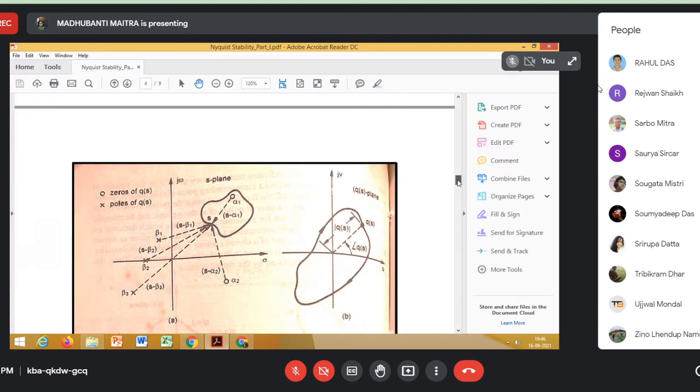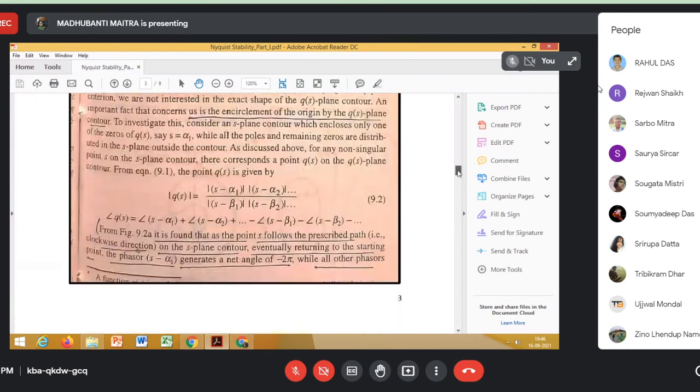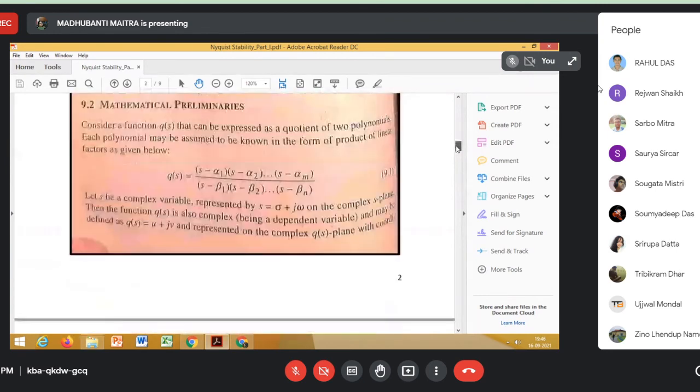Now, let's discuss one thing. We have already discussed that since S is complex, Q(S) will be complex. So, for a particular value of S, say S1, we can say that Q(S) will be some U1 plus JV1.